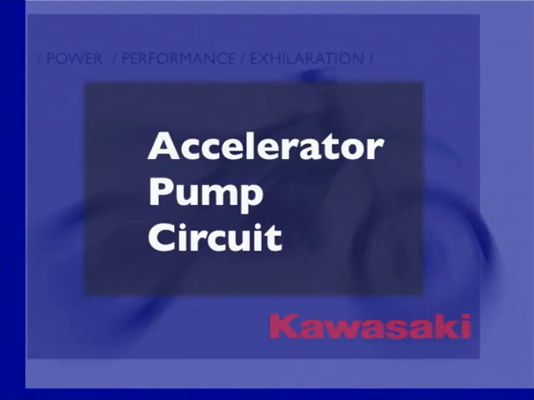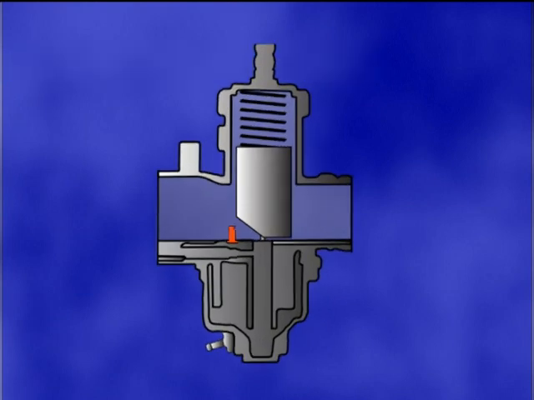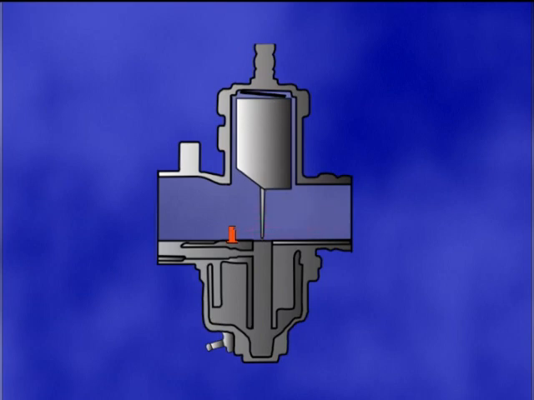Some carburetors are equipped with an accelerator pump circuit. The accelerator pump circuit discharges a metered amount of fuel into the carburetor throat as the throttle is opened. This helps to prevent any hesitation during sudden opening of the throttle.